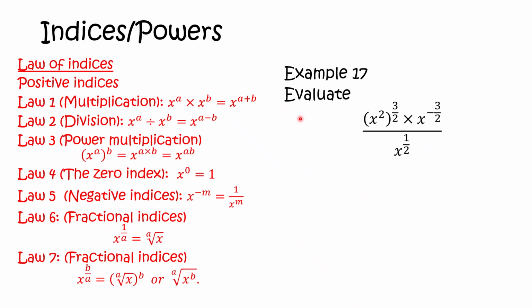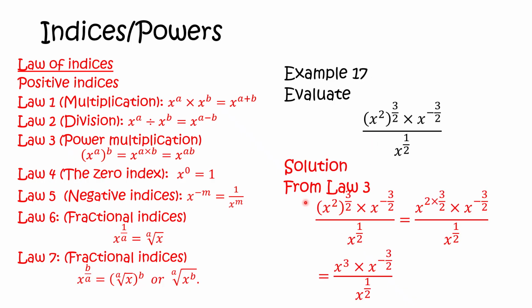Let's look at the last example for the day. So we are meant to evaluate that. So the solution. Right, so for the first part, we are going to use law number 3 of multiplication because we've got x squared in brackets or parentheses. Then we have 3 over 2. So the powers would be multiplied so that we have x squared times 3 over 2 and the 2's will cancel out.